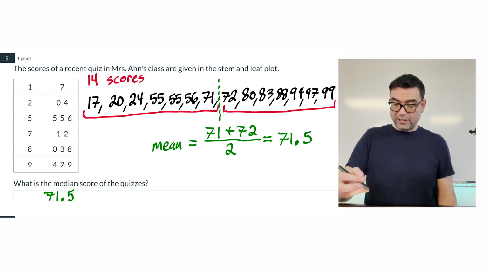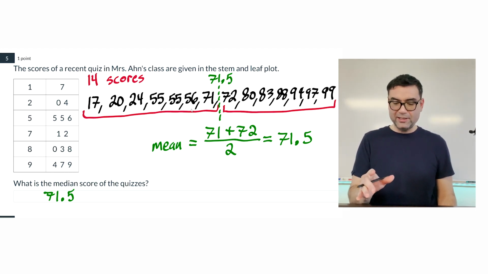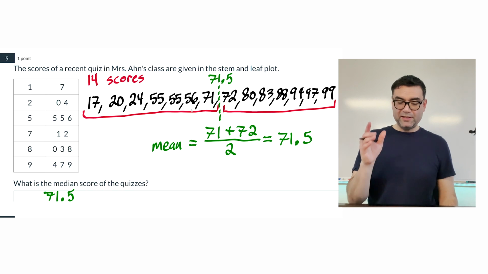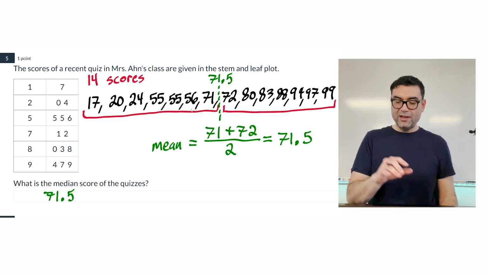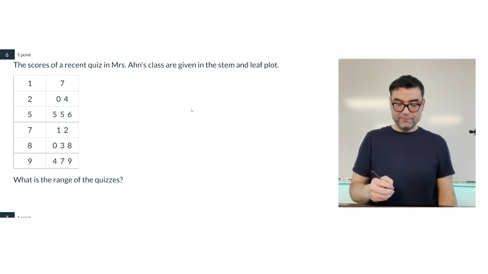And just to make sure it's clear and understand why that's the value, 71.5 is not a value in our data set, but to call that our median, what it successfully does is if our median is 71.5, exactly half of the data, 7 scores, are less than that, and exactly half our data, 7 scores again, is greater than 71.5.